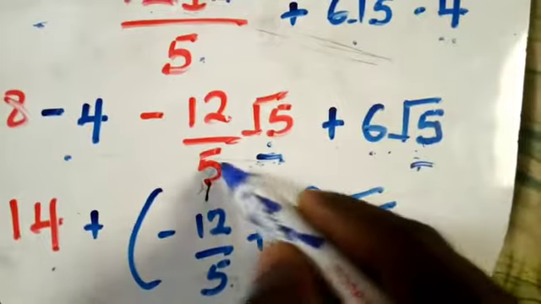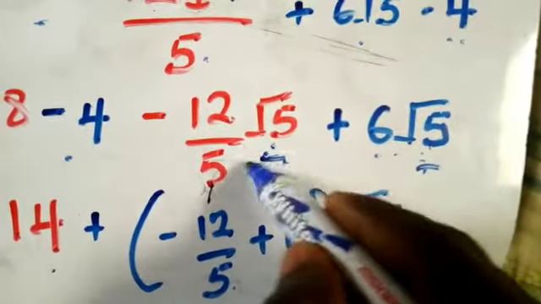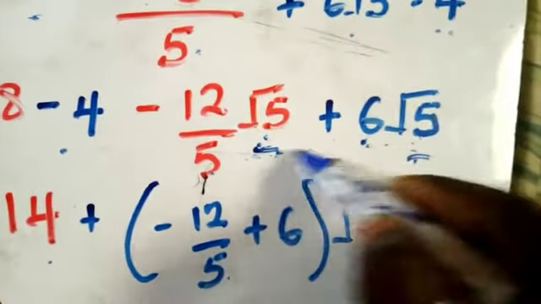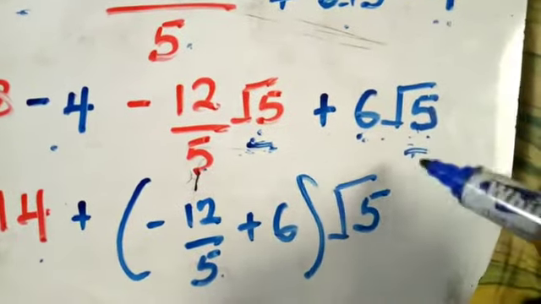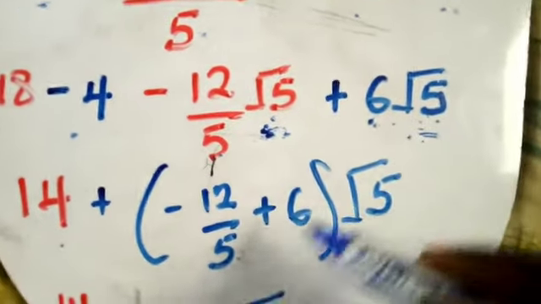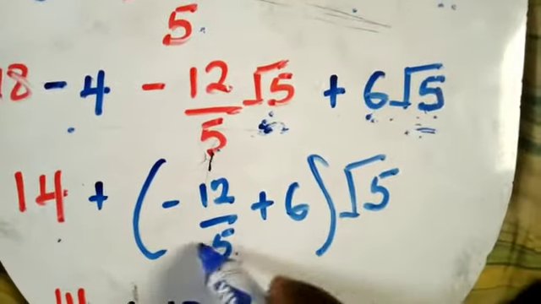That is how we add. You add the numbers attached to the square root sign. So I'm having minus 12 over 5 plus 6. Is that okay? Then you repeat the root sign. That's the reason why they say the number under the radical has to be the same. Is that okay? So when you do this perfectly, you should know how to combine these two.